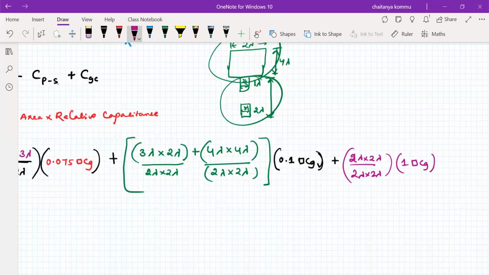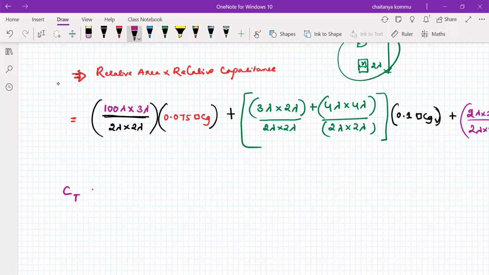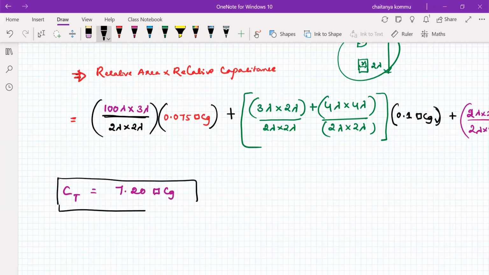Okay, that's it. Therefore, the total capacitance is nothing but, if you observe all these things and calculate, it becomes 7.20 square Cg. So please try to evaluate this one. So relatively, this total capacitance is 7.20 square Cg. What does it mean? Whatever capacitance we can see within this particular layout is 7.20 times higher than the gate to channel capacitance, relatively. So in terms of relative manner, we need to mention it.